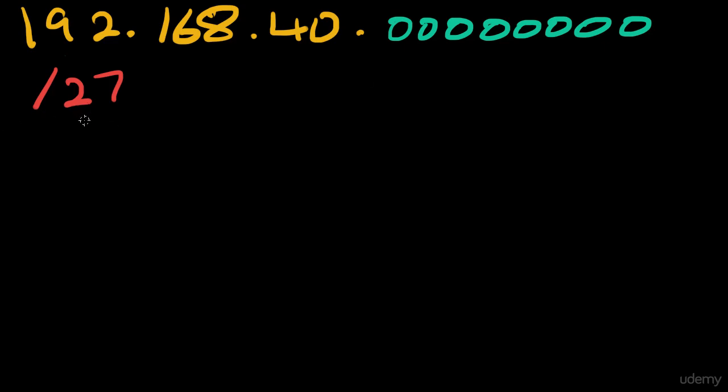With 27 as our new prefix, we took these 3 bits from host ID and we made it part of network ID. How many subnets will we therefore get? Well, to calculate the number of subnets, it's 2 to the power of the number of subnet bits, and in this case, that is 2 to the power of 3, which is equal to 8.